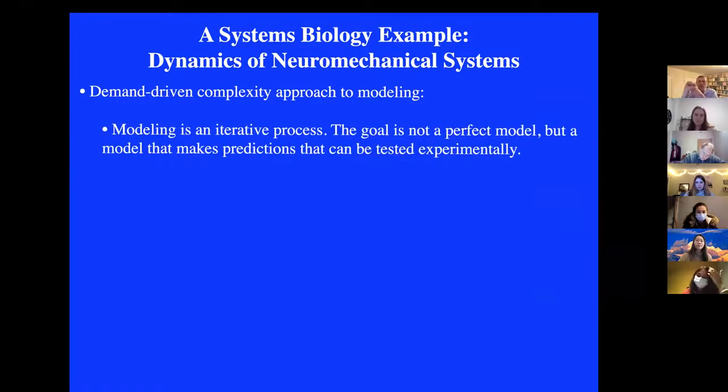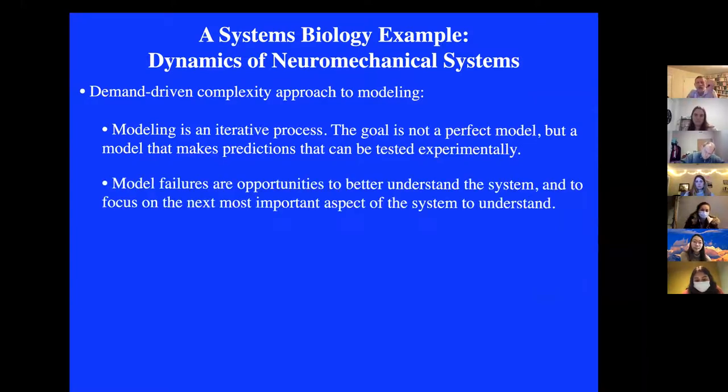The first point is that modeling is an iterative process. The goal is not a perfect model, but a model that makes predictions that can be tested experimentally. The second point, and I emphasized this at the appropriate time, is model failures. Failures are opportunities to better understand the system, to focus on the next most important aspect of the system that needs to be understood. That's why failures are so important.